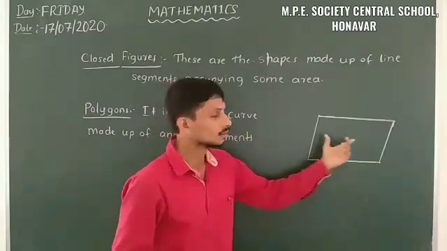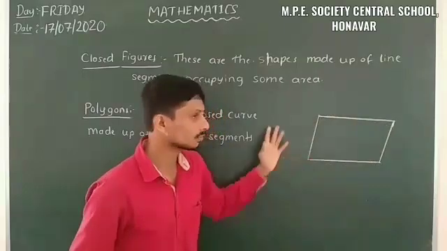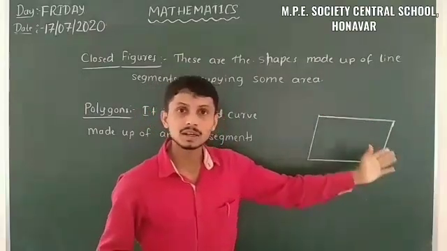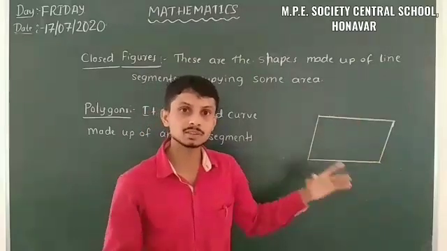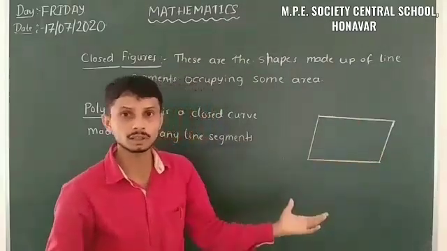So I took one figure here. This is a figure with 4 sides. We used 4 sides or 4 line segments to occupy that area. This is a polygon here.